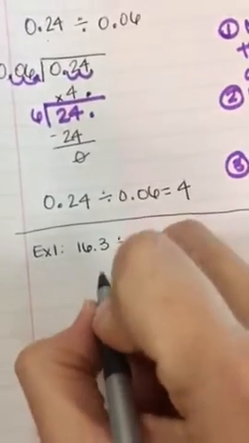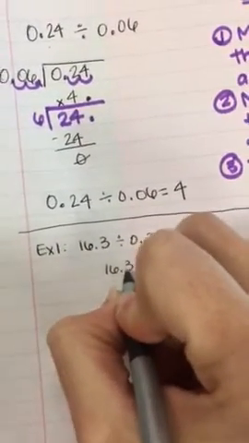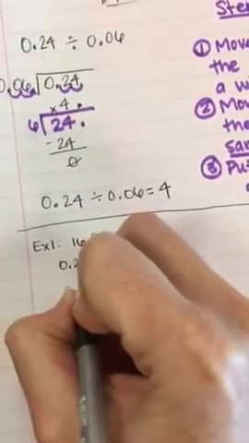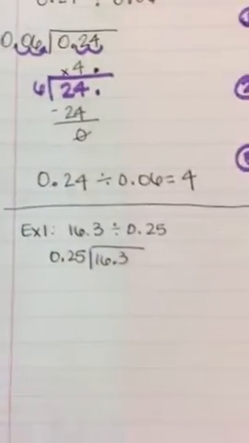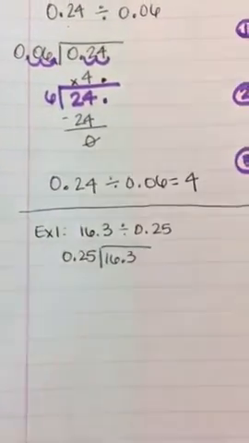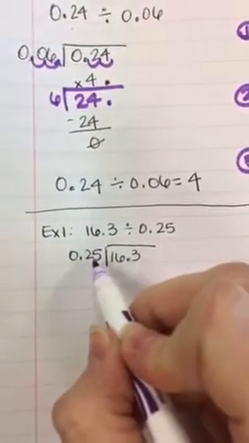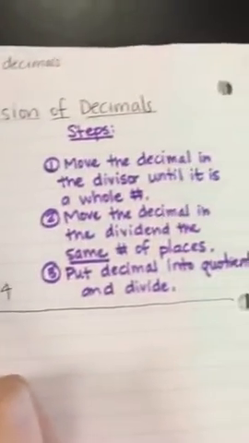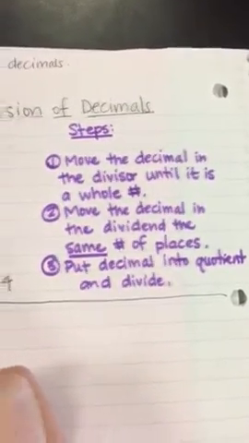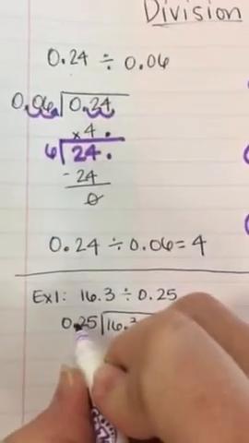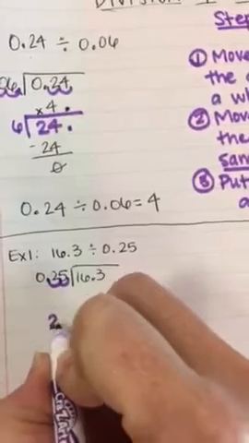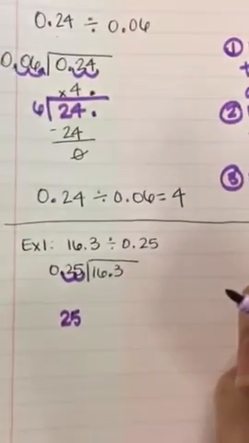So the first thing I'm going to do is I'm going to set this problem up. I'm going to put my dividend inside the division symbol and my divisor outside the division symbol. And then what you're going to notice is that I have a decimal divisor. So my rules tell me the first thing I have to do is move the decimal in the divisor until it's a whole number. So I'm going to take this number and I'm going to move my decimal 2 times. That makes this a 25.